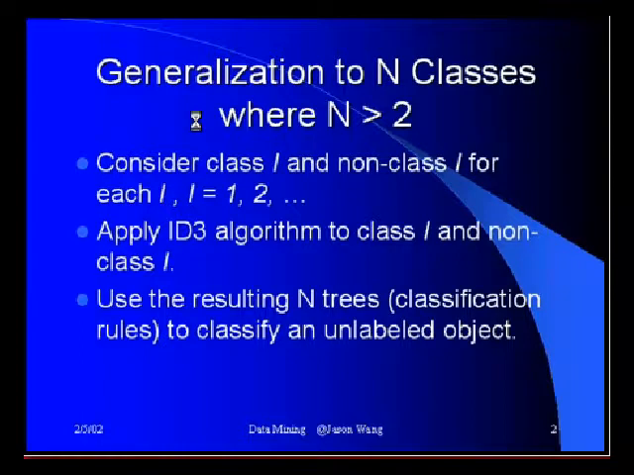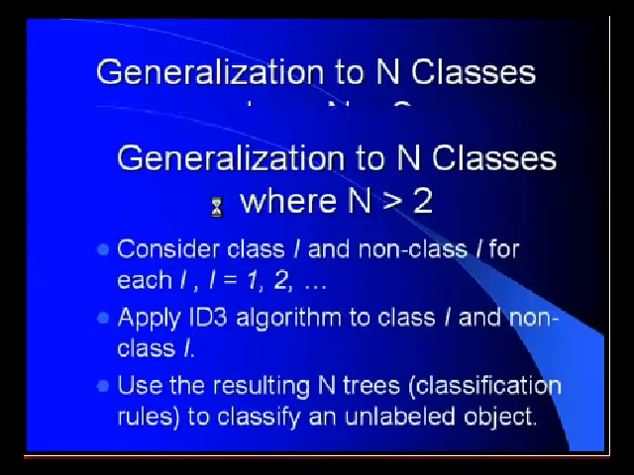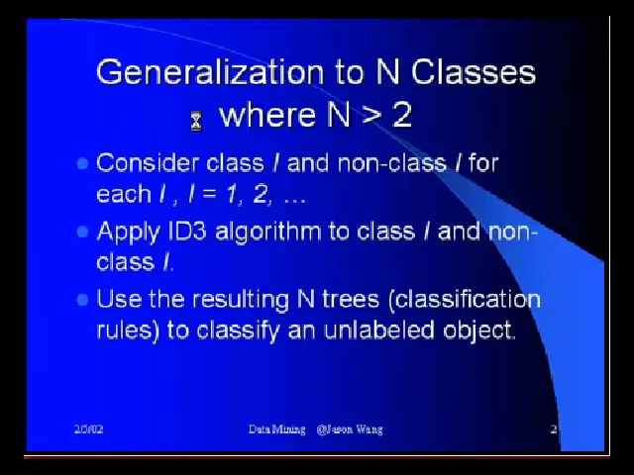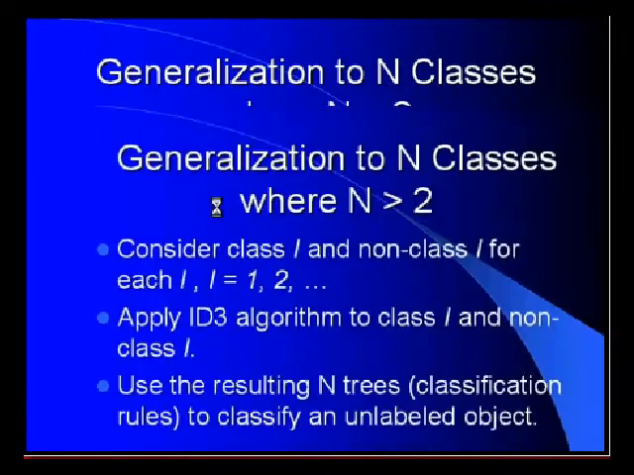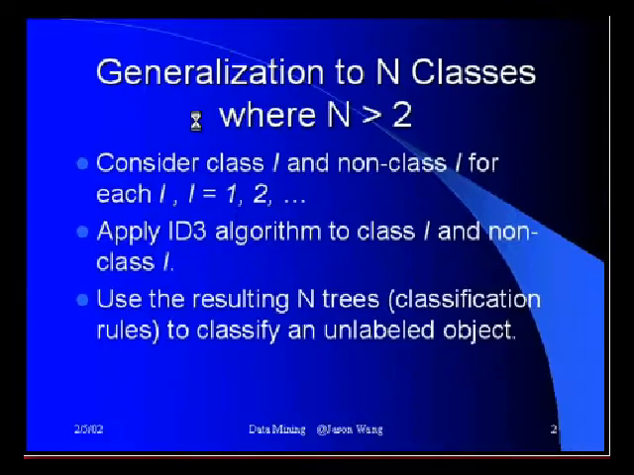So that is to look at class 1 first. And then you also look at class 2 and the non-class 2. What does non-class 2 mean here? Non-class 2 contains those data objects that do not belong to class 2. That is, they could belong to class 1 or class 3, class 4, and so on. So once again, for the whole training database, you can put the data objects either in class 2 or in non-class 2, where non-class 2 contains all the data objects that don't belong to class 2.